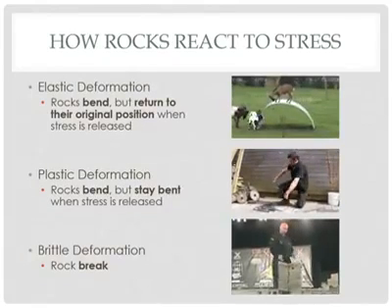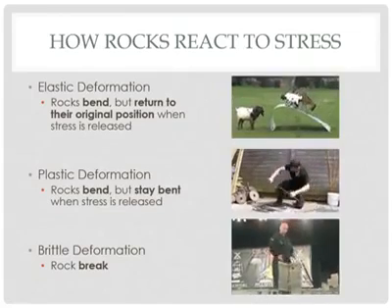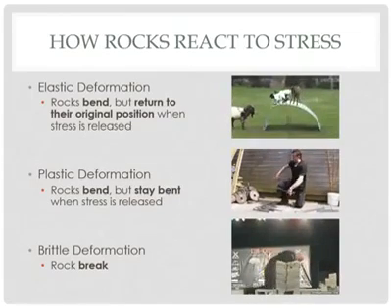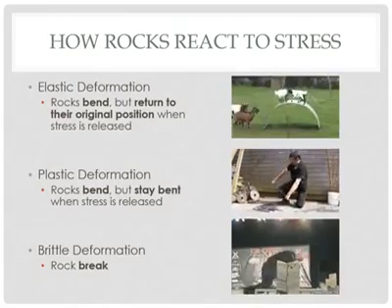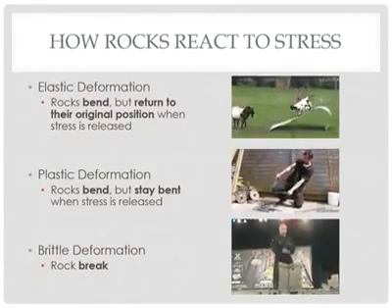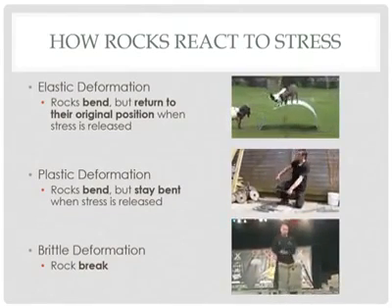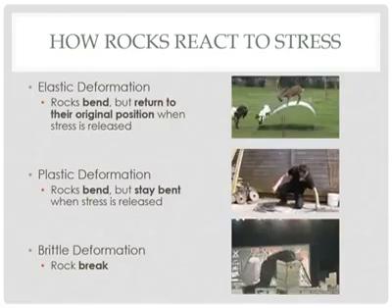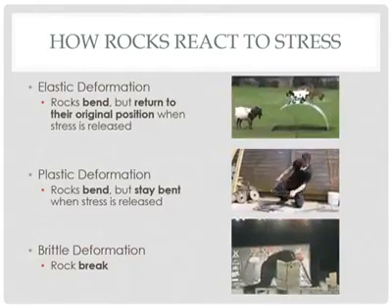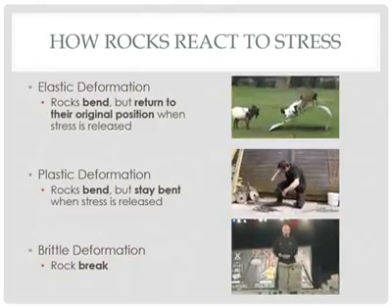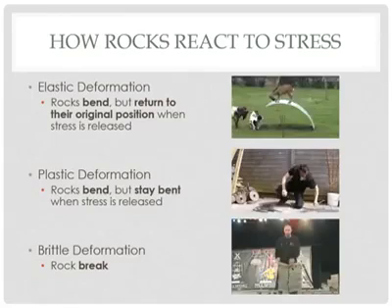Now, the type of deformation, whether a rock undergoes elastic, plastic, or brittle deformation, is going to depend on a few things. For one, the temperature of the rock. If it's cold, it's more likely to undergo brittle deformation, whereas if it's warmer, it may bend a little bit. It's going to depend on the rock type. There are certain rocks like shales, claystones, and mudstones that bend pretty easily. And it's going to depend on the rate of stress.